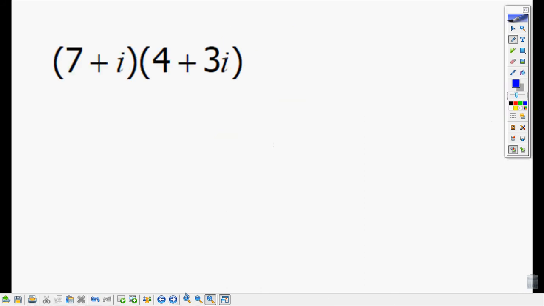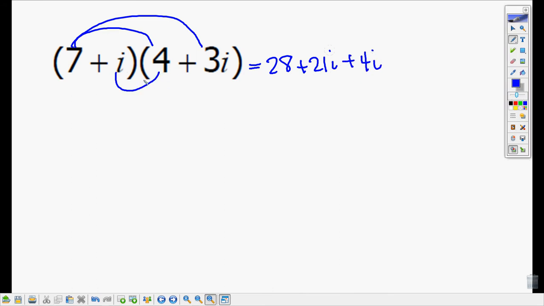So next we have multiplication again. So we have a binomial times a binomial. So I'm going to have 7 times 4 is 28. 7 times 3i is positive 21i. i times 4 is 4i. And i times 3i is positive 3i squared.